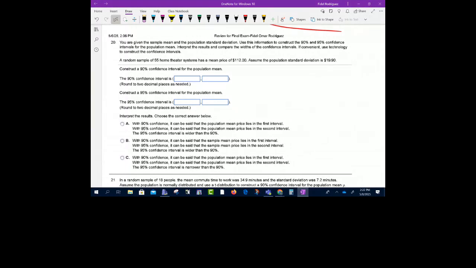Okay, it says use this information to construct both 90 and 95% confidence intervals for the population mean. Okay, let's do the 90% confidence interval. So y'all, there's a couple things I'm going to do here. My n in this case is 55. Our x bar, our mean price, is 112, and our standard deviation is $19.90.